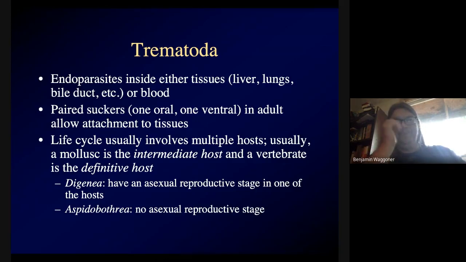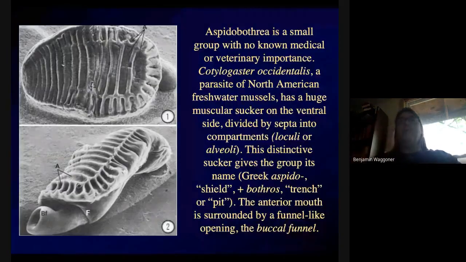Anyway, so you'll alternate sexual reproduction in a definitive host and asexual reproduction in an intermediate host. You get this in the true flukes, the digenea. You don't get that alternation of generations in the first subgroup of trematodes, the Aspidobothria, which look like this. I won't say very much about them.